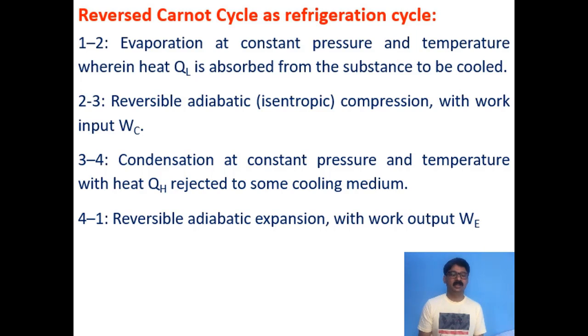Then 4 to 1 is the reversible adiabatic or isentropic expansion with work output WE. So this work output of this expander or expansion device can be given to the compressor, so that WC can be reduced, so that net work input will become WC minus WE.